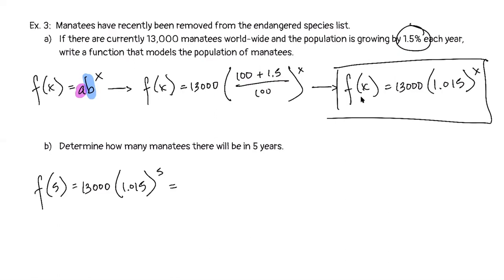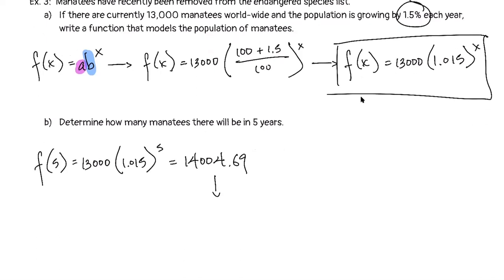So when I type this into my calculator, I get about 14,004.69 and a few more decimal places. But if we're thinking about how much we should round to, we're not going to round up, but we're going to just cut off the decimal and leave it as that whole number.